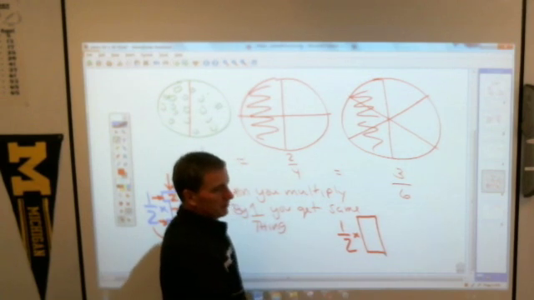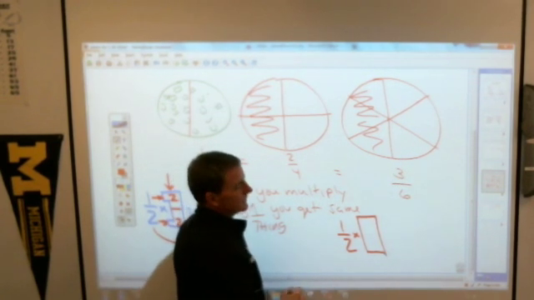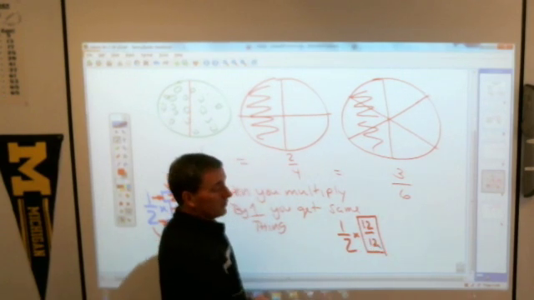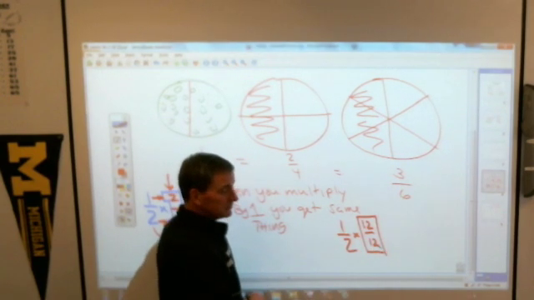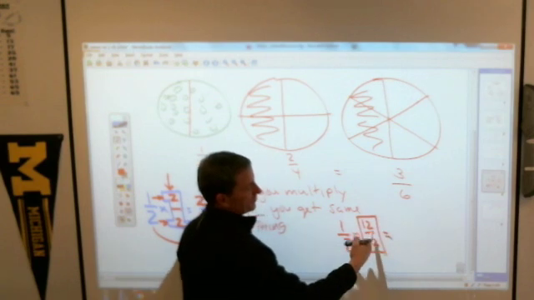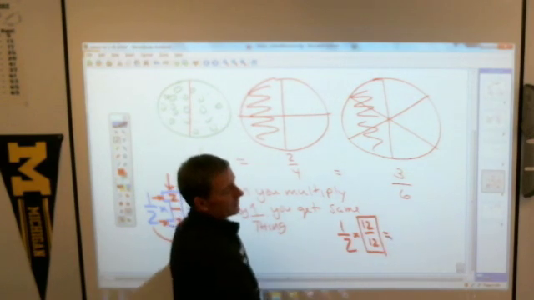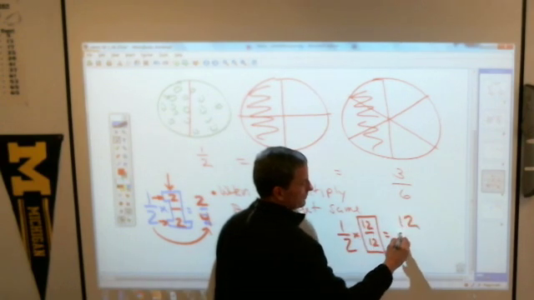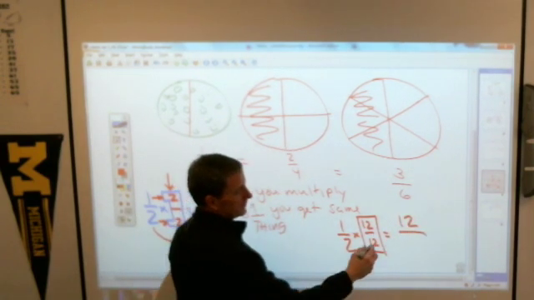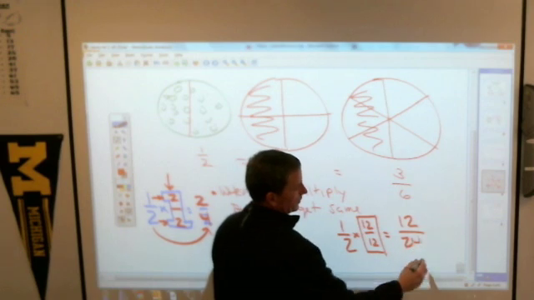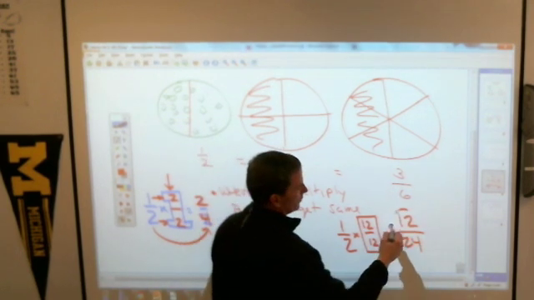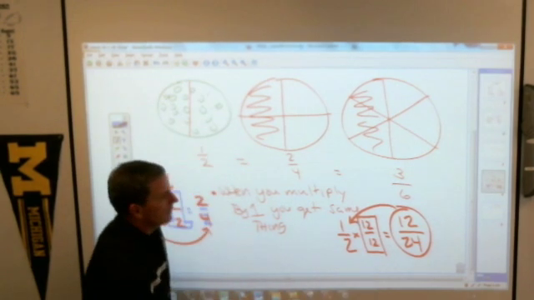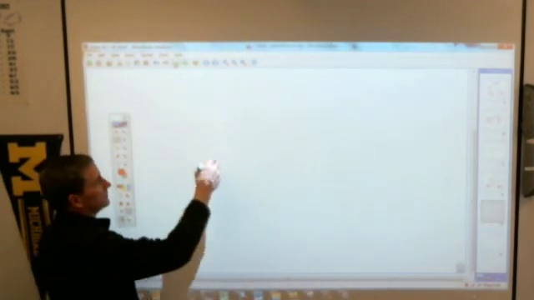For example, what's another thing that equals 1? Let's go big. Let's go 12/12. 12/12 is the same thing as 1, is it not? If I multiply 1/2 by 12/12, I'm still going to get 1/2. It's just said in a different way. 1 times 12 is 12. And 2 times 12 is 24. So 12/24 equals 1/2.